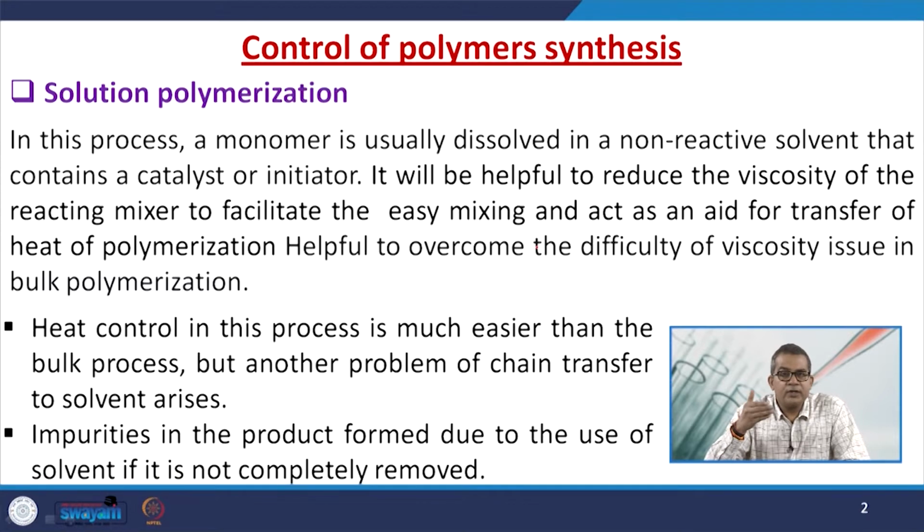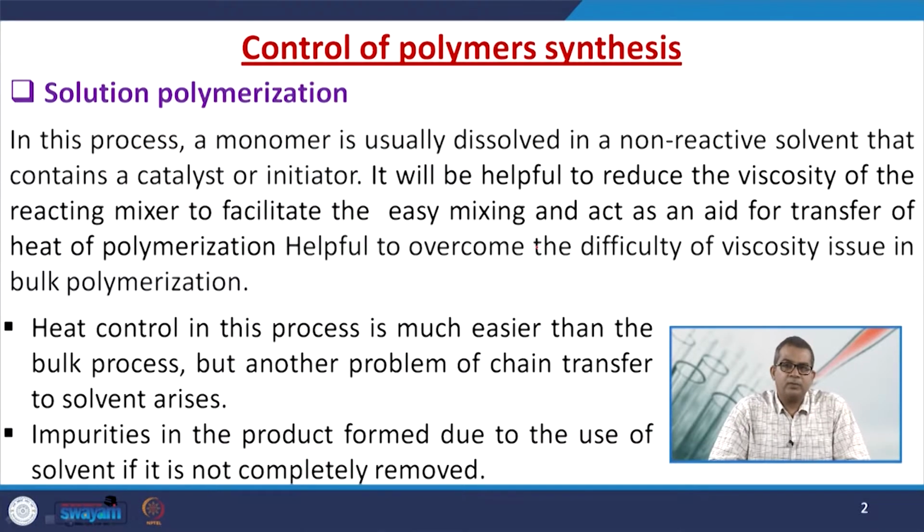Usually the heat control in the solution polymerization process is a bit easier compared to the bulk polymerization. But another problem attributed to solution polymerization is chain transfer to the solvent. This chain transfer to the solvent sometimes creates a problem for the subsequent polymerization step. The second issue is impurities in the product due to the use of solvent, and if it is not completely removed, then it may create a problem for further processing.